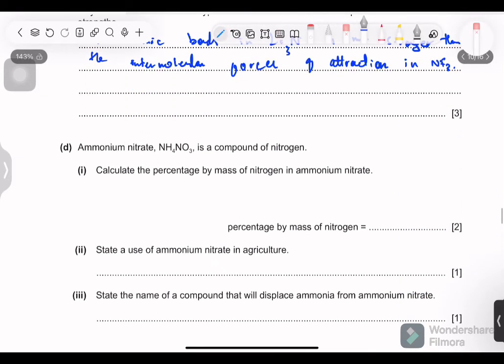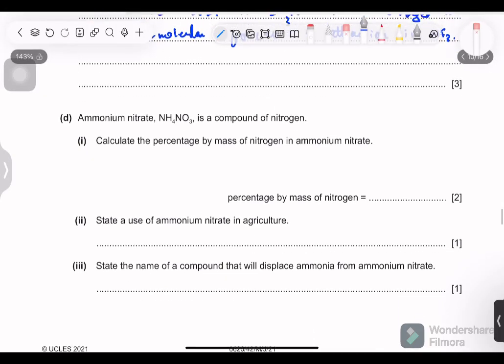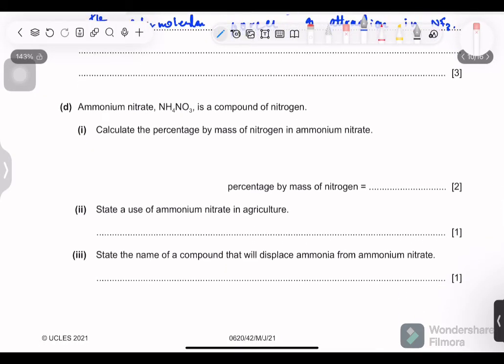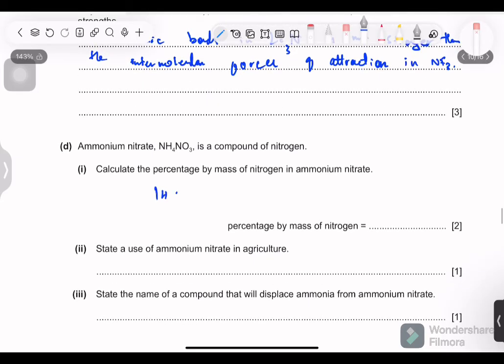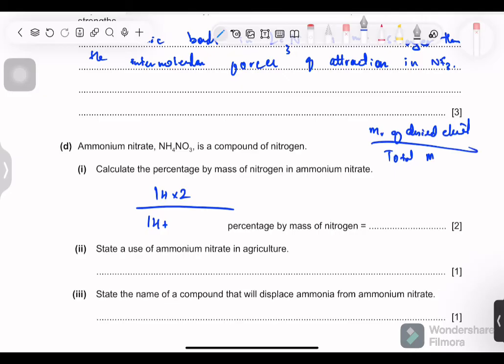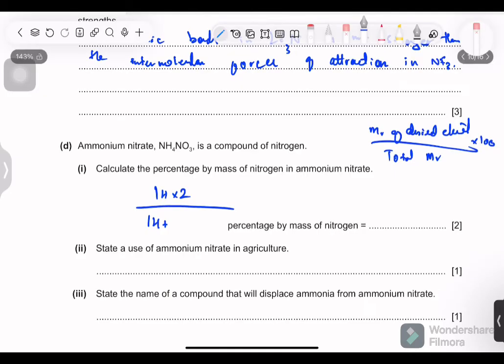Ammonium nitrate is a compound of nitrogen. Calculate the percentage by mass of nitrogen in ammonium nitrate. So we have two nitrogens, one in ammonium and one in nitrate. So 14 times 2 over the Mr of the compound. The formula is Mr of desired element over total Mr times 100. So 14 plus 4 plus 14 plus 48. So the answer, if we calculate it, will be 35%.